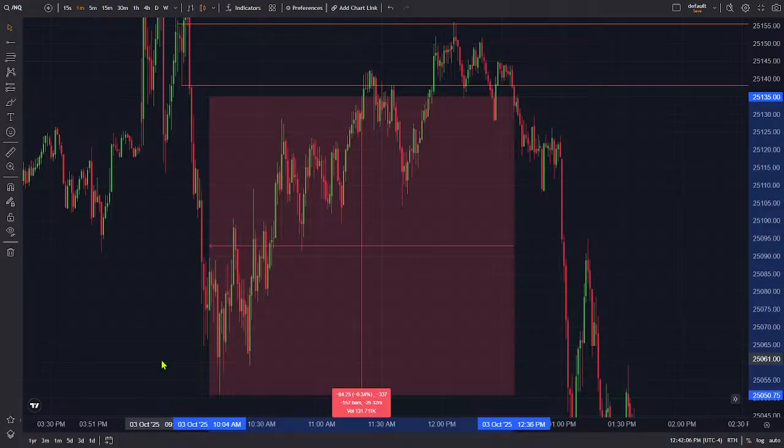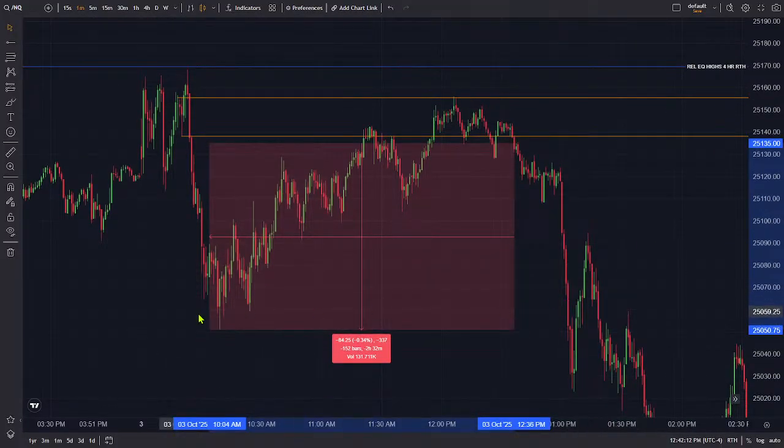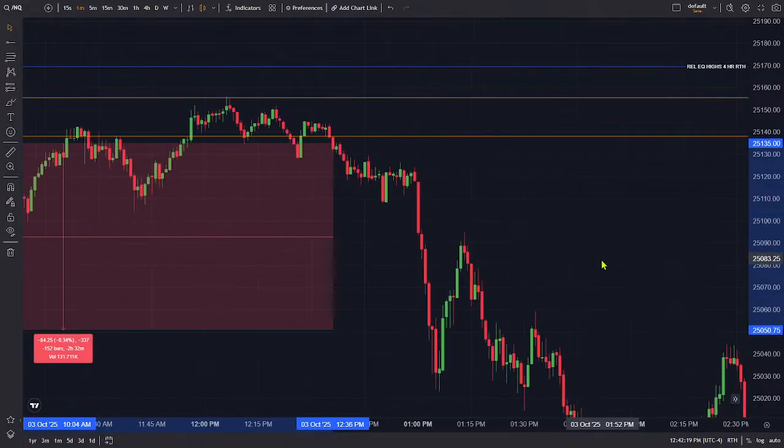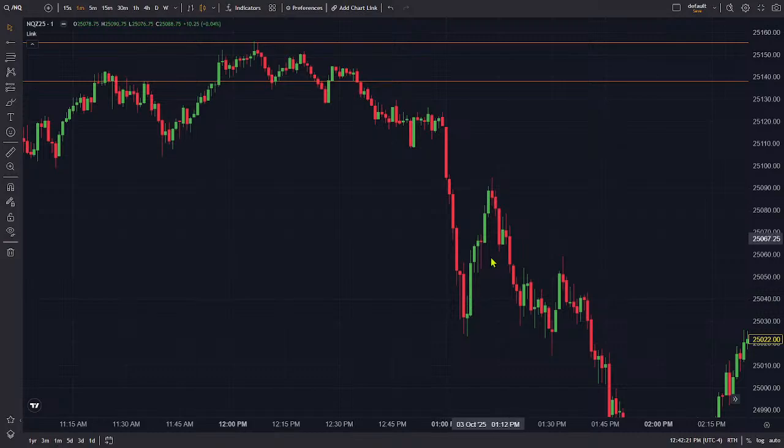If you're an XFA, that's a nice day. And it happened quickly. That was a nice push down. Boom. Take it out. Done for the day. If you tried to do a continuation, all your money would have been erased right there. So there were some signals. They were just hard to see.